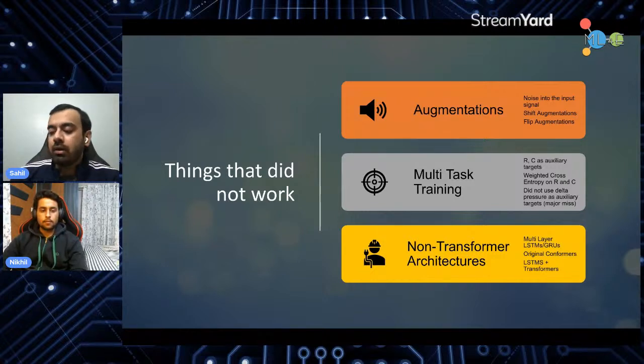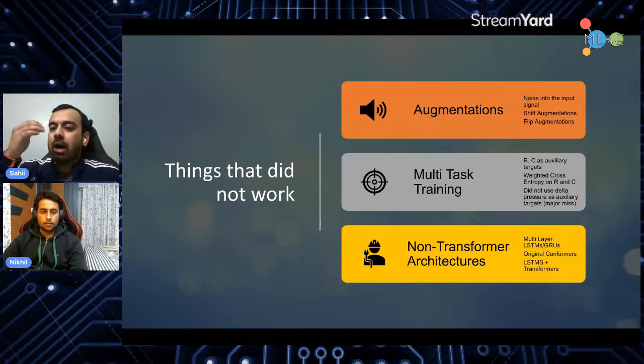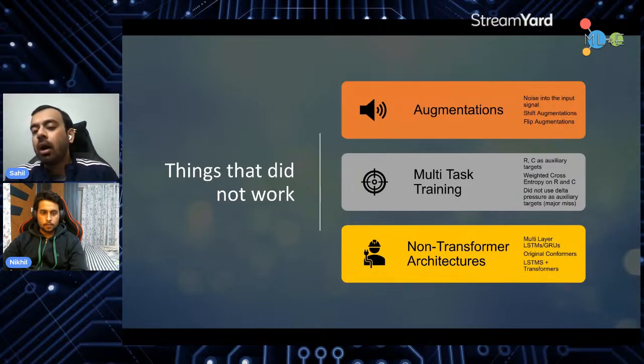Now, how did the winning teams apply this particular idea? Instead of using RNC as auxiliary targets, what they did was they took pressure delta. Basically, you have your pressure profile, that is P1, P2, P3, P4 till, let's say, P40. That is one target variable. The other target that they created was the delta between these two. So basically, P1 minus P0, P2 minus P1, so delta of 1 and even delta of 2.